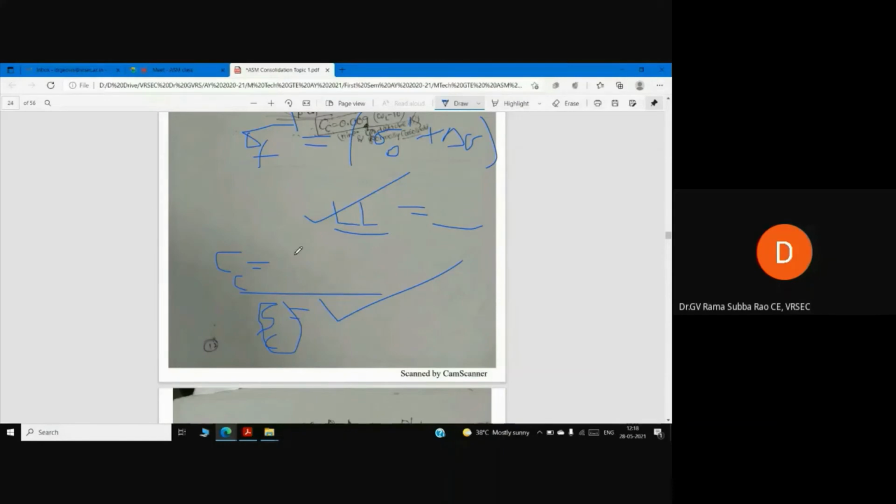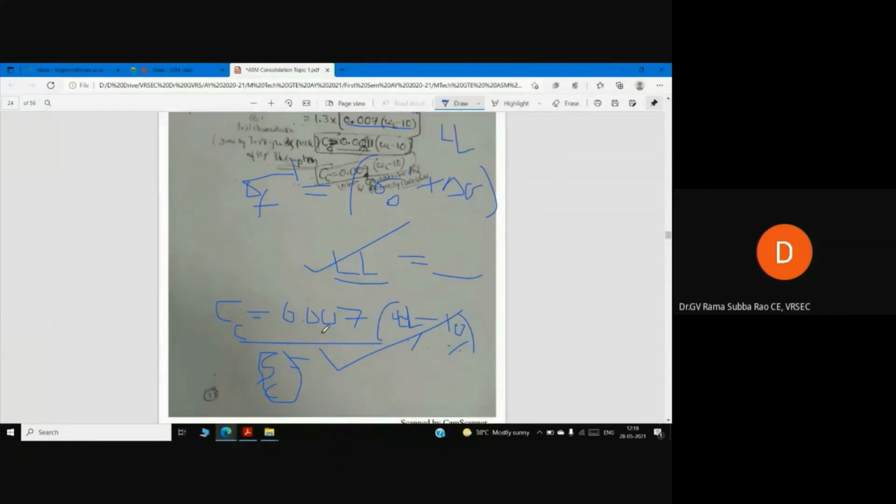Compression index is correlated with 0.007 (LL minus 10). LL means sometimes people write w suffix L. So some people write LL minus 10, and don't get confused. It is in percentage actually. Liquid limit should be in percentage. This is an empirical correlation postulated by Skempton to estimate compression index. So this is very important.